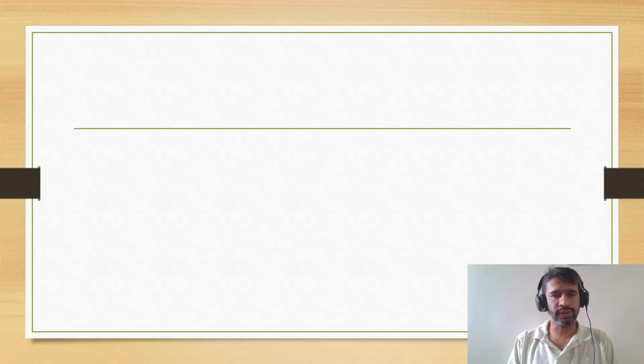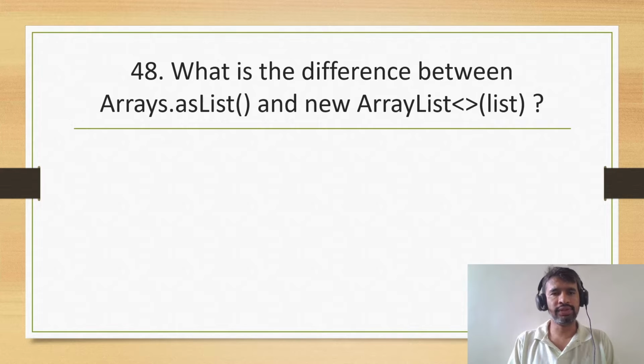Let us move on to the next question. So the question is, what is the difference between Arrays.asList and new ArrayList? Arrays.asList is basically used to create a list from an array, and using new ArrayList also you can create an ArrayList. So let's try to understand the difference in detail.